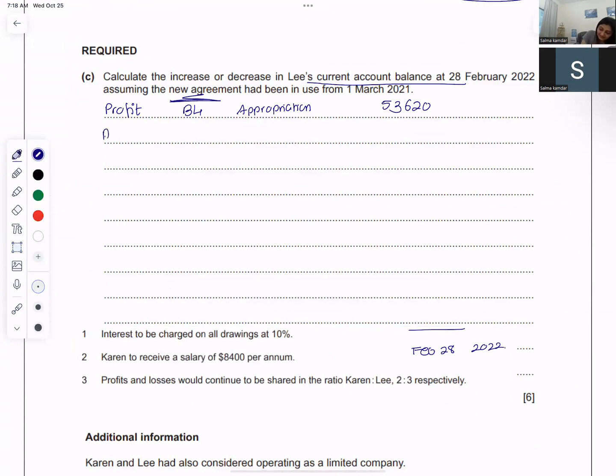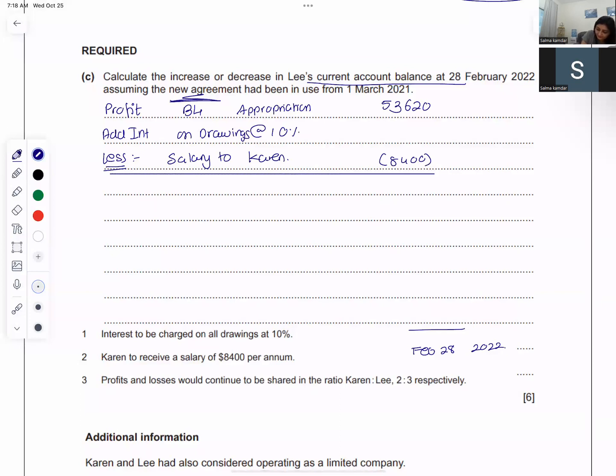So I will add the interest on drawings. What is the interest on drawings? Interest on drawings would be at 10%. I would subtract expenses towards partners, that means salary to Karen, which is 8,400. Then I will get my residual profit.